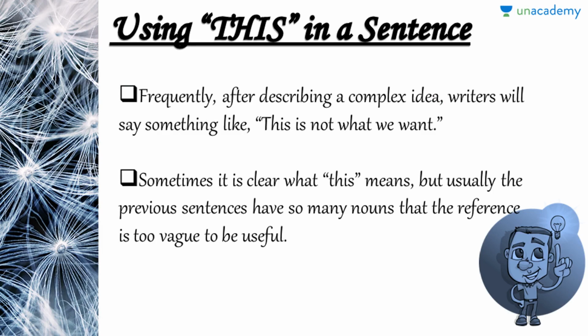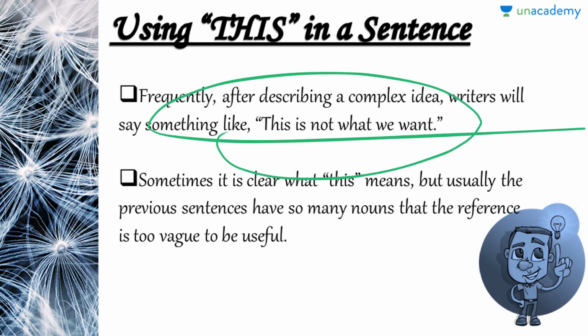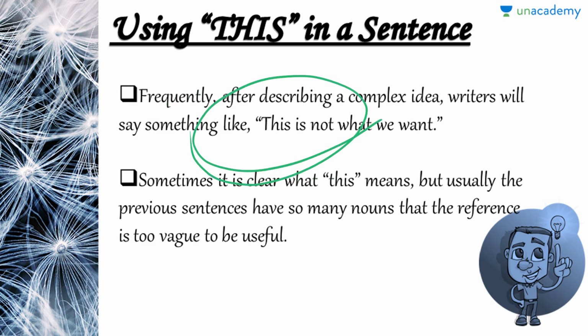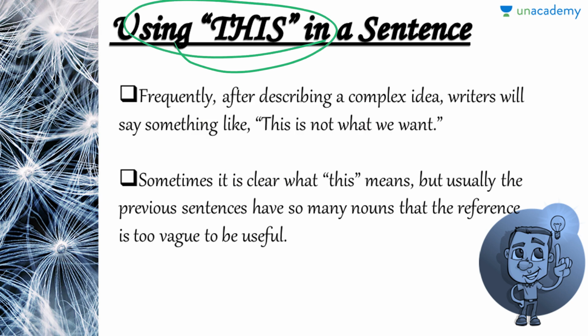So what is important, revise once more: when you are describing a very complex idea, never leave things at "this is not what we want" sentences. Mention what you don't want, and only then will your reader understand what you actually mean by your "this". Don't make your writing very ambiguous. People will be confused and will interpret different meanings out of it. "This is not what we want." We want our things to be head-on straight and really true to their meaning and true to their purpose. And for this, we have to be less ambiguous, less vague in our writing. And for this purpose, we have to use "this" very wisely.